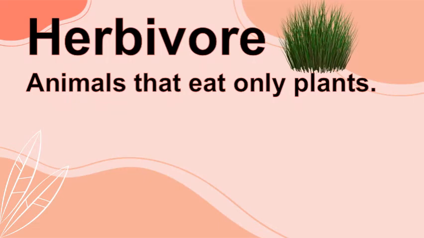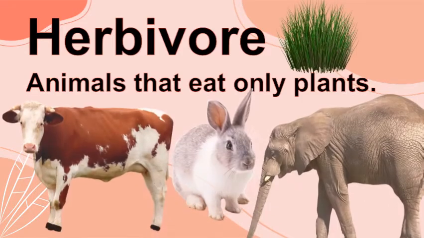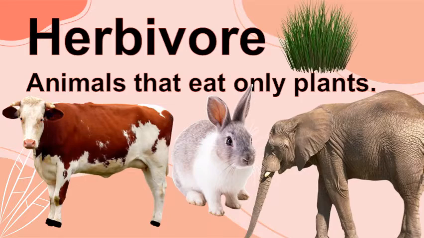Herbivores. These are the animals that only eat plants and fruits. These animals such as cows, rabbits, and elephants are called herbivores.